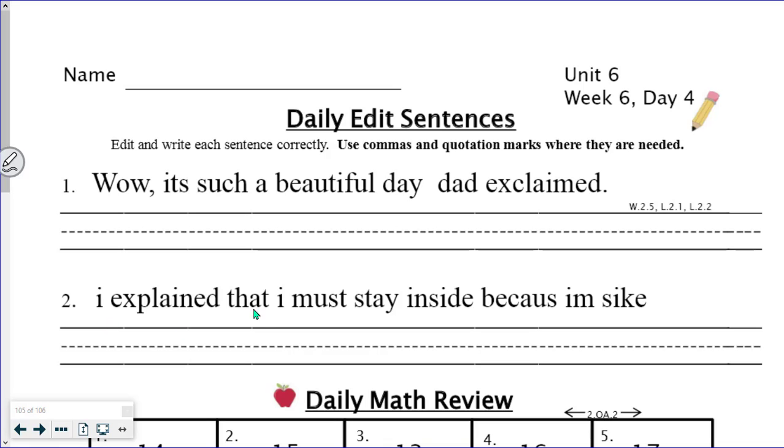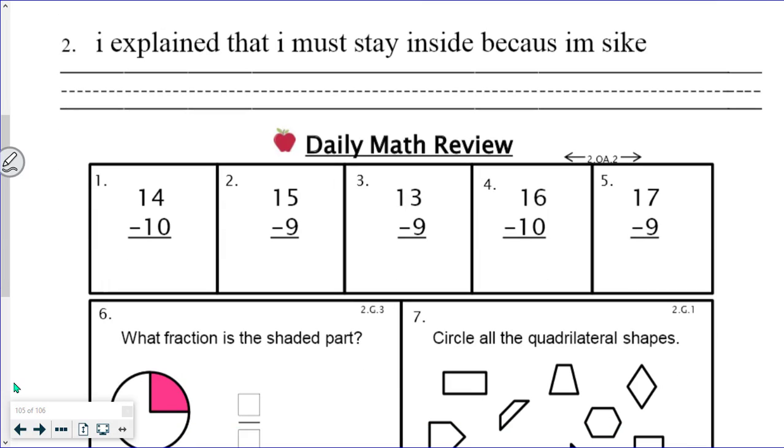Number 2. I explain that I must stay inside because I'm sick. Same thing, fix it up, rewrite it nice and neat on the line. Pause your video and do number 2. All right, daily math review, 1, 2, 3, 4, 5. Pause your video and do those.